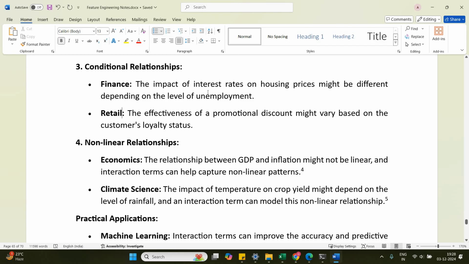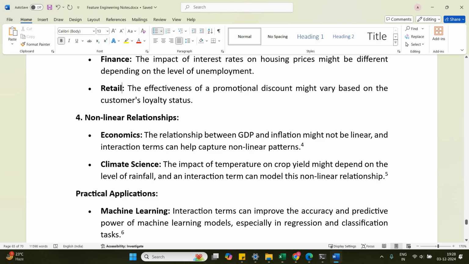Now comes the retail example. The effectiveness of a promotional discount might vary based on the customer's loyalty status. Okay, so loyalty status and the promotional discount, right? And the result is effectiveness. The result is effectiveness, which is the final result that you want to know.